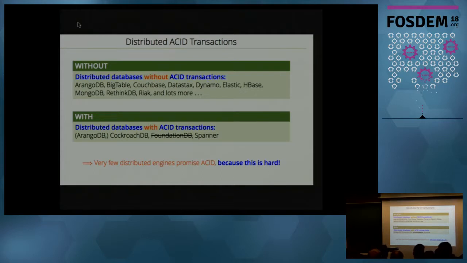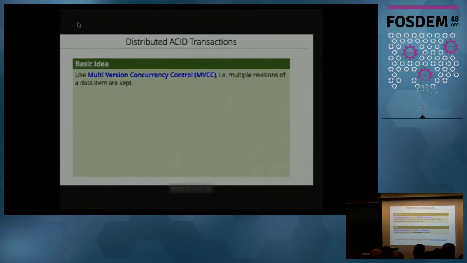Very few of the distributed engines promise ACID because it's so hard and so many things can go wrong. And you have to do the design for failure.